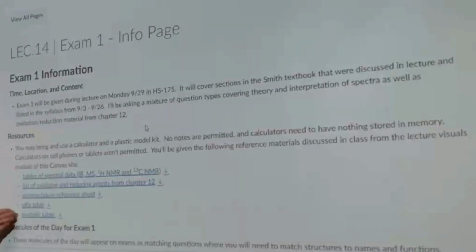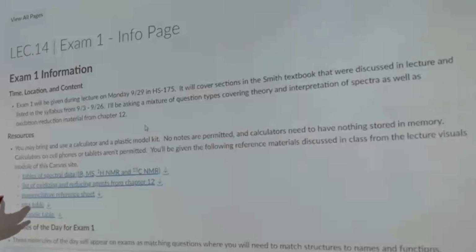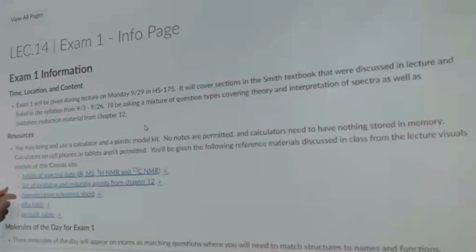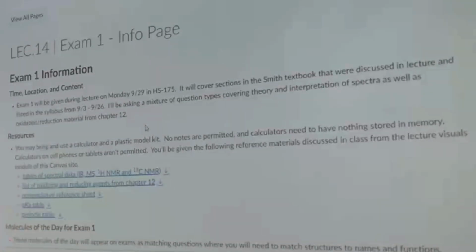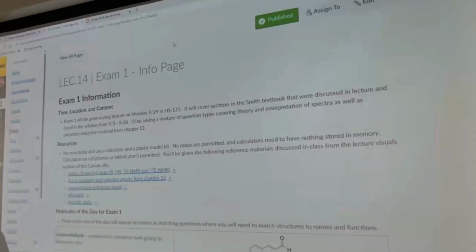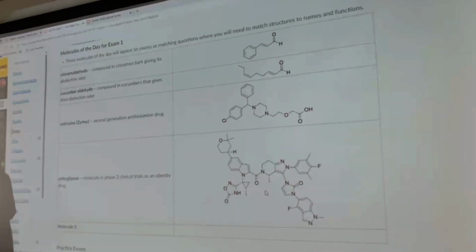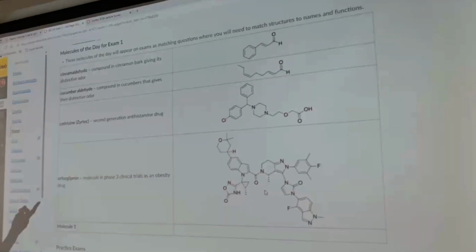I've got all of the reference material that you're going to get on that exam. It's going to include tables of spectra information, a list of oxidizing and reducing agents that we've been working with in Chapter 12. We've got a nomenclature sheet, a pKa table, and a periodic table. A list of molecules of the day is here, except for the last one, which I'm going to put up in Canvas very shortly, but which I have listed on the board.